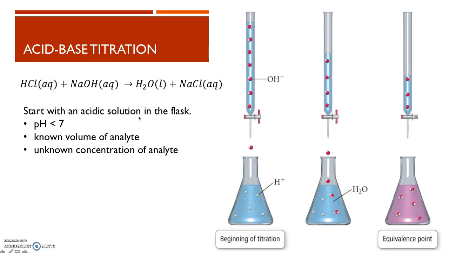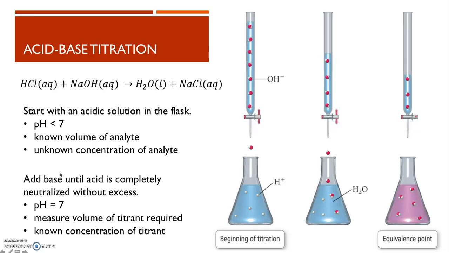Okay, so I start with an acidic solution in the flask. My pH is less than 7 because I have an acidic solution. I have a known volume of analyte, so I've put in 25 mLs here, or however much that I know that I've put in. And I have an unknown concentration of the analyte. So I have an HCl solution. I know it's HCl. I know I have 25 milliliters of it, but I do not know what concentration it is.